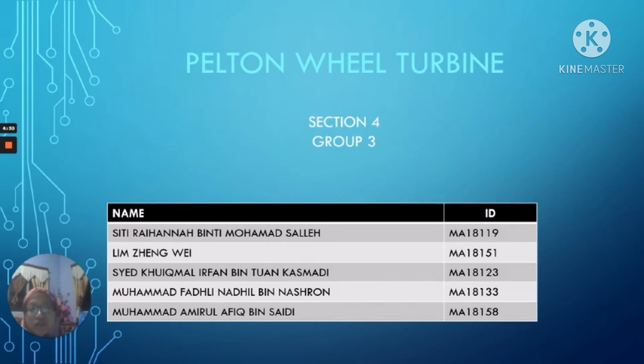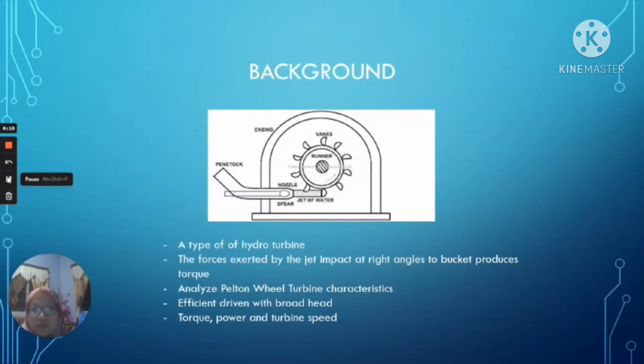So as for today, we are going to present our experiment, which is a Pelton wheel turbine. Moving on to the background, a Pelton wheel or a Pelton turbine is a type of hydro turbine which is used frequently in hydroelectric plants. One or multiple jets impact a wheel's bucket. The forces exerted by the jet act at right angles to the bucket in order to produce torque, which then causes the wheel to rotate.